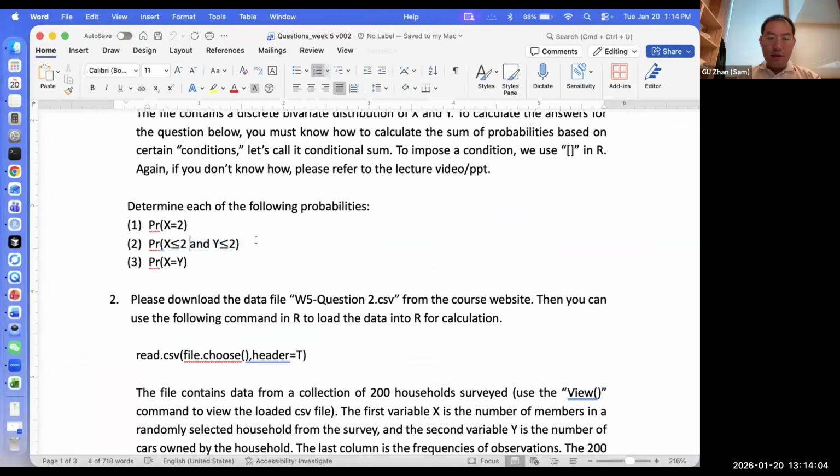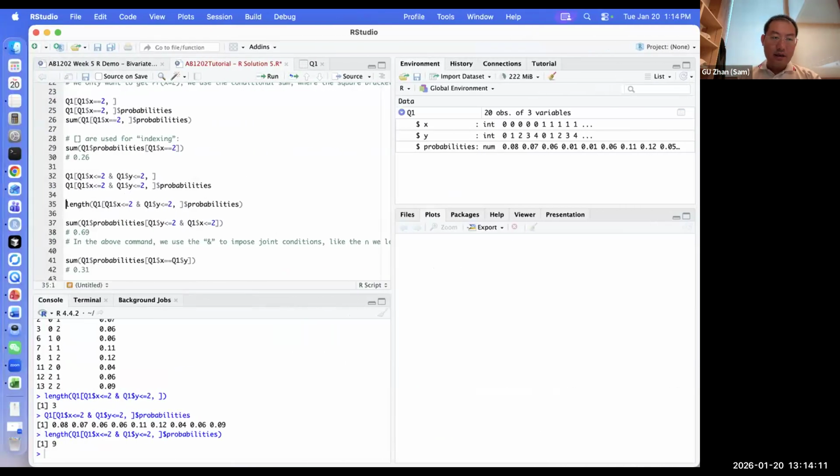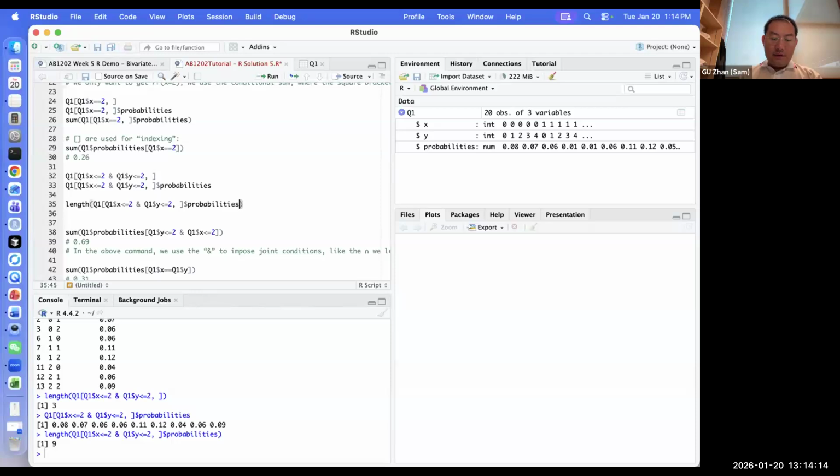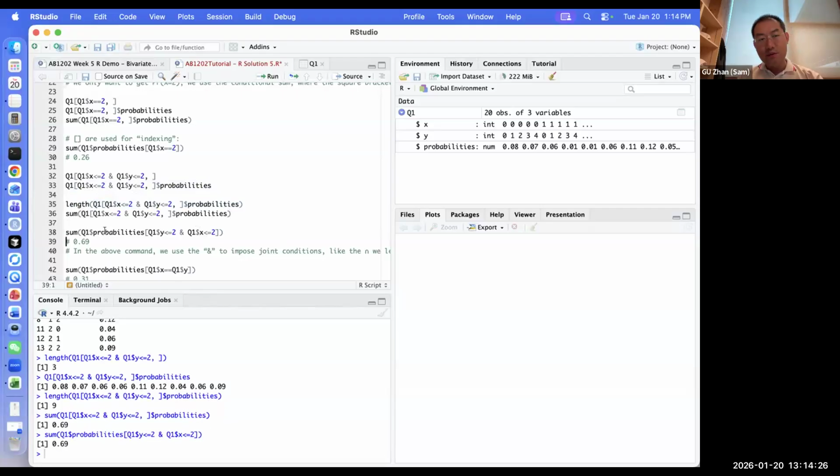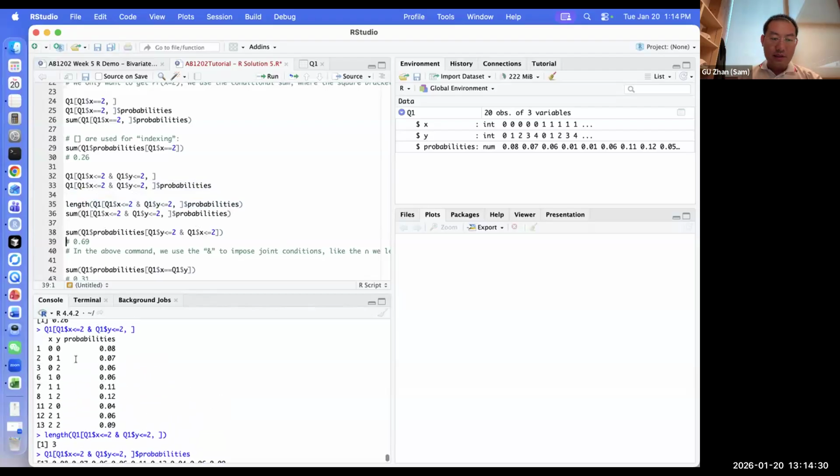Now we want all the probabilities which meet this condition, and add them together. So we are going to have a sum of these 9 probabilities, 0.69. The next is a single line, which will also give you 0.69. But basically these are the 9 rows, 9 different combinations of x and y values and their corresponding probabilities. Sum them together.